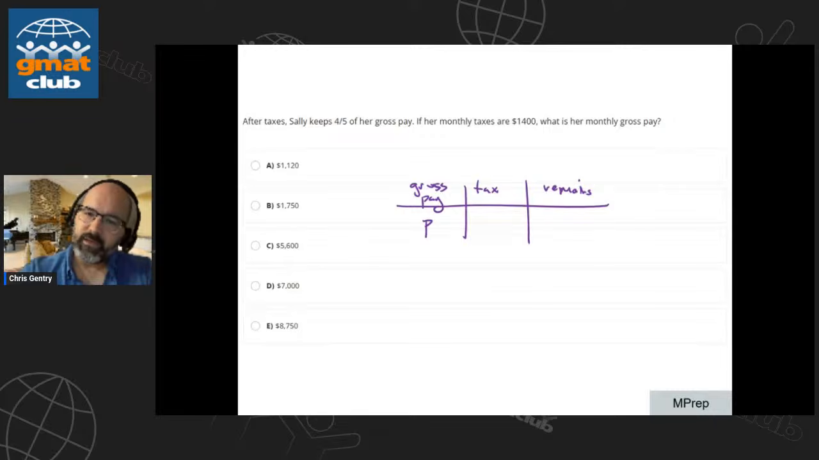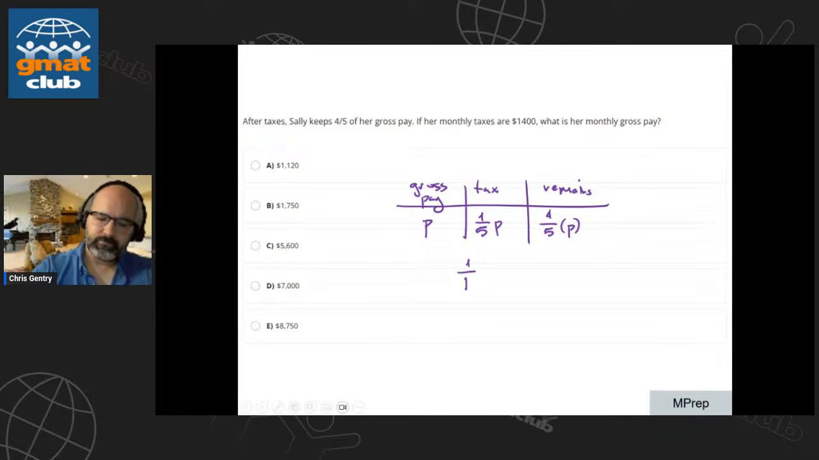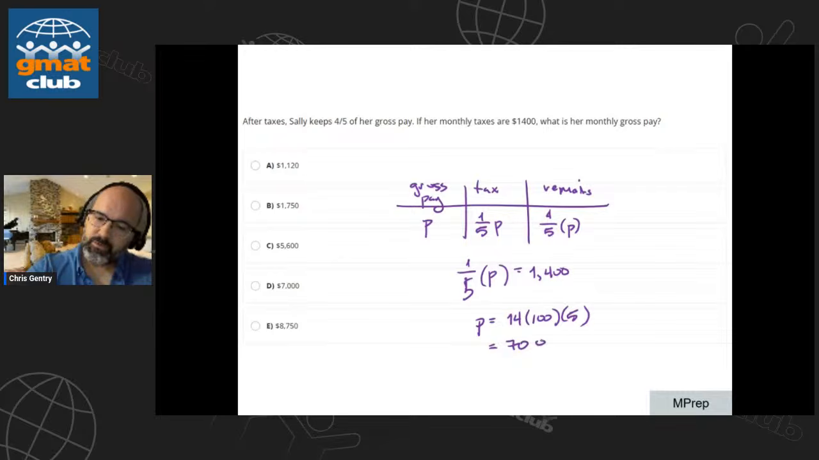I know that once we take off taxes, she keeps 4/5 of that, which means that the other portion must have been 1/5. And we are told that the monthly taxes are $1,400. Multiply both sides by 5 to remove our fractions. So I'll have 14 times 100. Multiply that by 5. 5 times 14 will be 50 plus 20. So that's a 70 with another 2 zeros on it. D, 7,000.